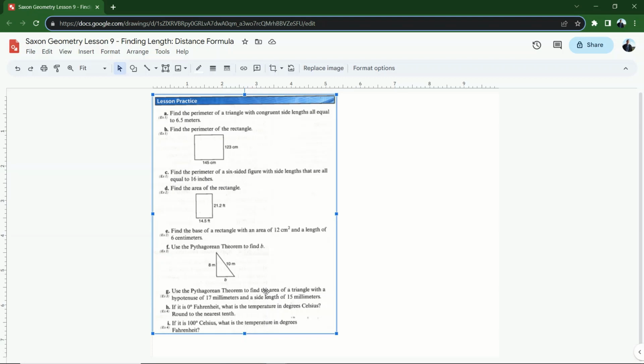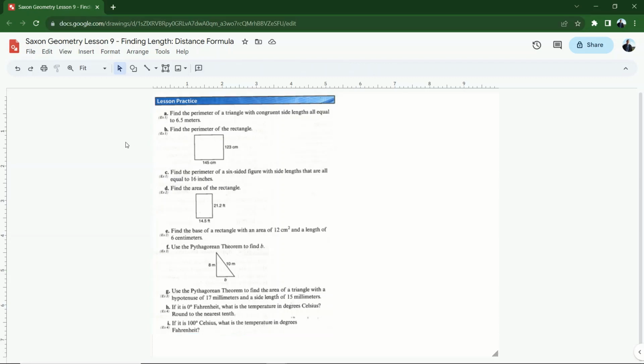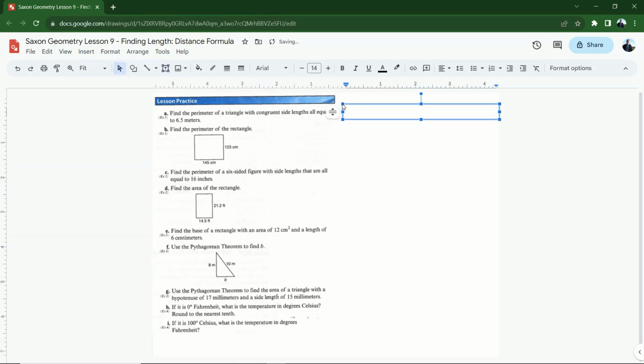We are going to be using some formulas in geometry and some formulas that aren't really geometry to solve some problems here. So the first thing we're going to do is find the perimeter of a triangle with congruent side lengths all equal to 6.5 meters. That sounds like a regular triangle. To find the perimeter of a regular triangle, that's simply going to be 3 times the side length, 3s.